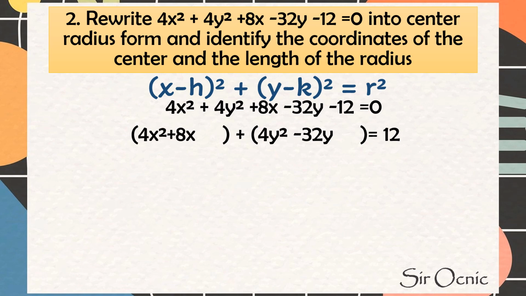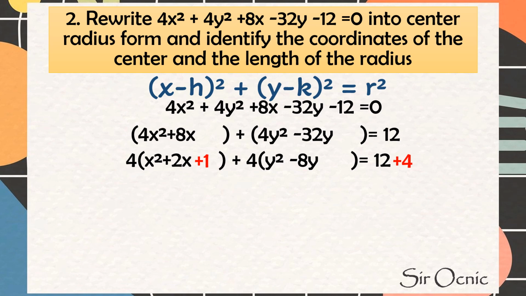By factoring the two groups of terms, we will then have 4 times the quantity x squared plus 2x plus 4 times y squared minus 8y is equal to positive 12. Let us now identify the constant term that will make the perfect square trinomial. That's 2 divided by 2, which is equal to 1, squared, that is equal to positive 1. Now, since we have a common factor outside the parenthesis, which is equal to 4, let us now multiply 1 by 4, and that is equal to positive 4. We are going to add positive 4 on the other side of the equation.